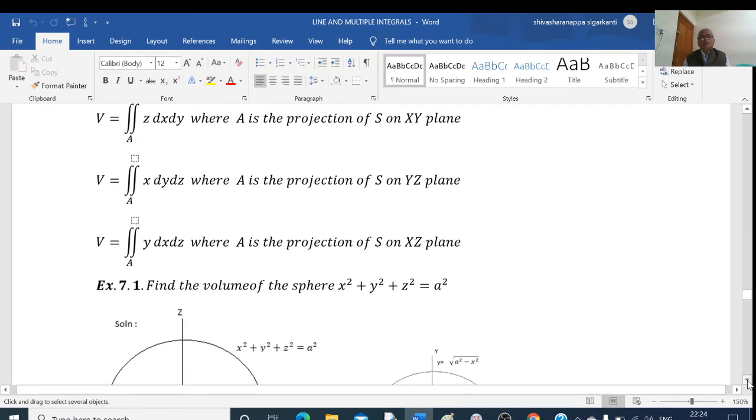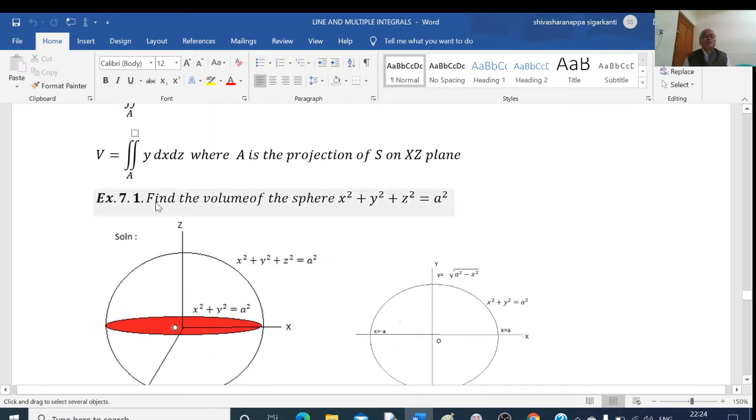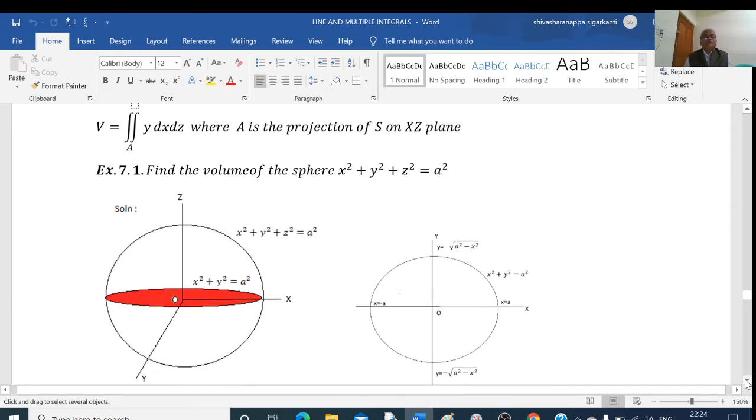Let me go for an example. Find the volume of the sphere x square plus y square plus z square is equal to a square. Here, this is my sphere x square plus y square plus z square is equal to a square. I want to find the volume of this whole sphere.